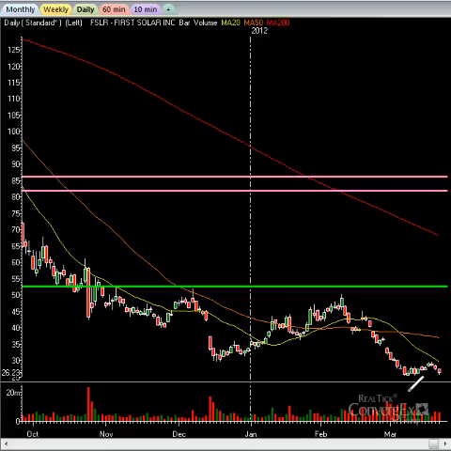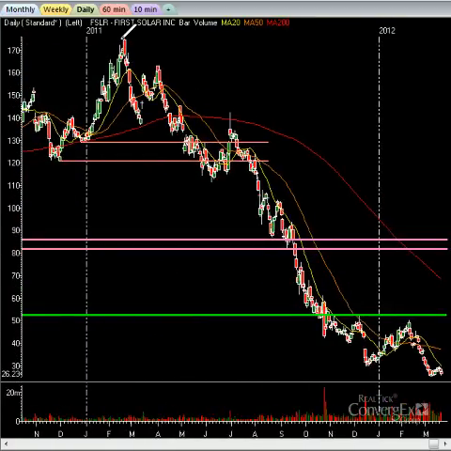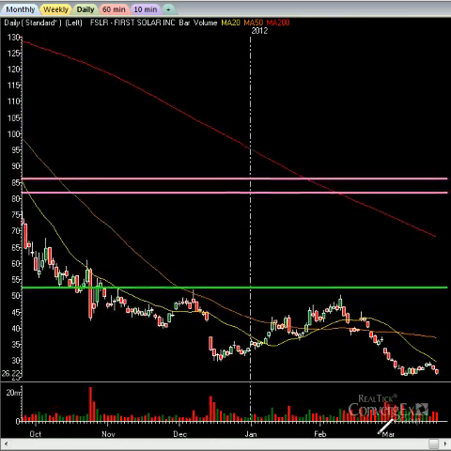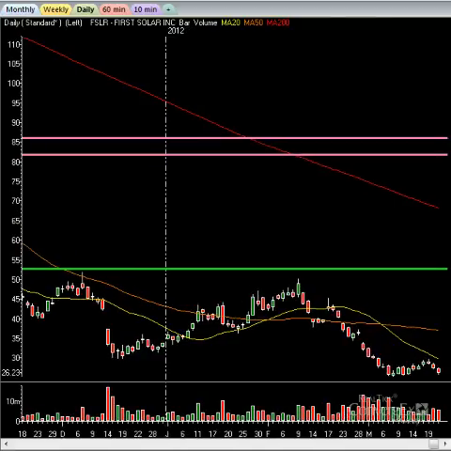So, as cheap as it does seem now after being $180 last year, if we go back to 2011, 170, 180 bucks, I still think there's some downside here, probably going underneath 20. Once it gets under 20, I think it actually may be a little bit of a decent play at that point. All right. Let's see what else we have here.